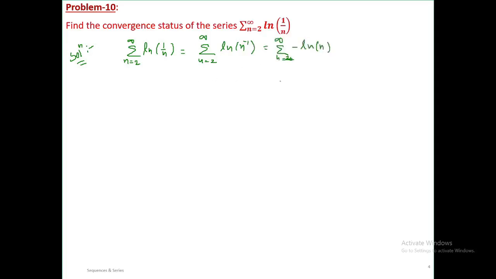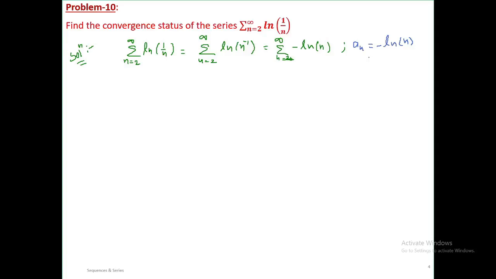So what is an now here? an is minus ln n. Now let us find proper upper or lower bounds. Before that, you apply all the tests we have seen: geometric series, and if it is not a geometric series, then apply the nth term divergence test.